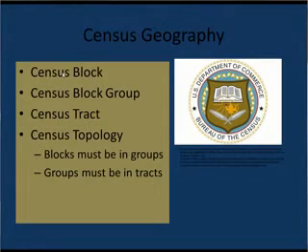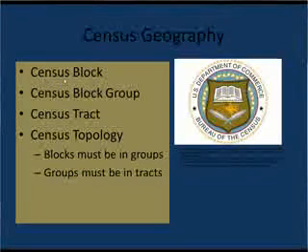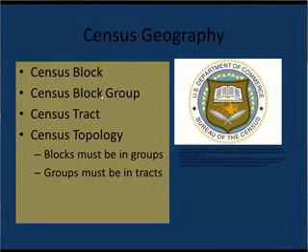Now, just to touch on census geography a little bit, census blocks, if you bring a bunch of those together, they will create a census block group, which is composed of many blocks. And similarly, a census tract is composed of many block groups. Now, in order to keep this sort of hierarchy consistent, I created the census topology. Now this will ensure that the blocks will stay within their block group and the groups will stay within their tracts.